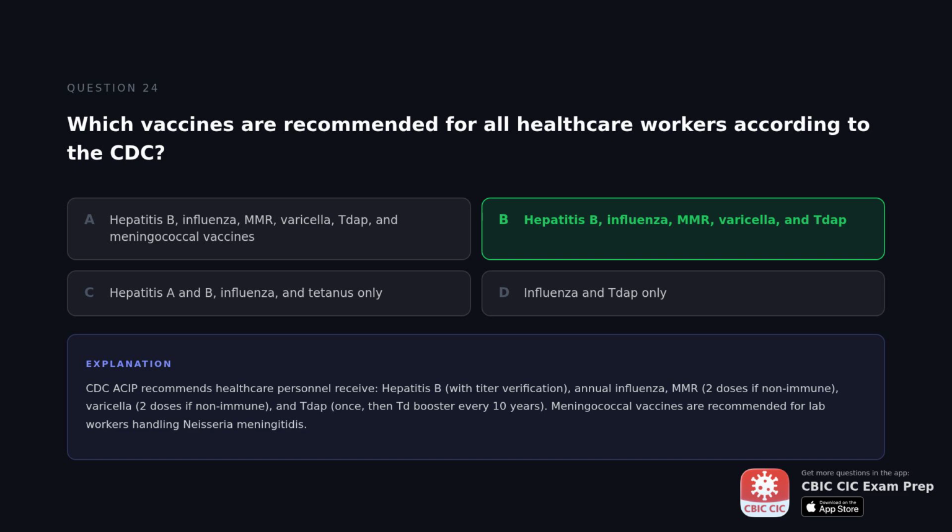The correct answer is hepatitis B, influenza, MMR, varicella, and Tdap. CDC recommends healthcare personnel receive hepatitis B with titer verification, annual influenza, MMR 2 doses if non-immune, varicella 2 doses if non-immune, and Tdap once, then Td booster every 10 years. Meningococcal vaccines are recommended for lab workers handling Neisseria meningitidis.